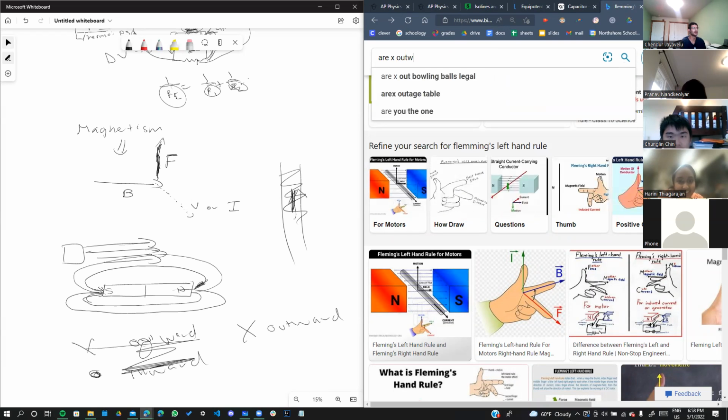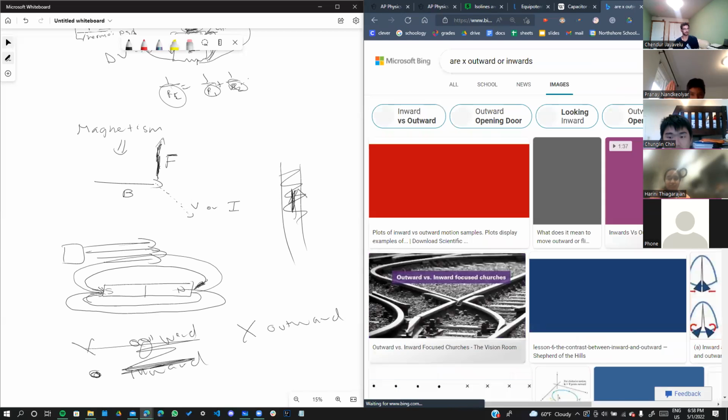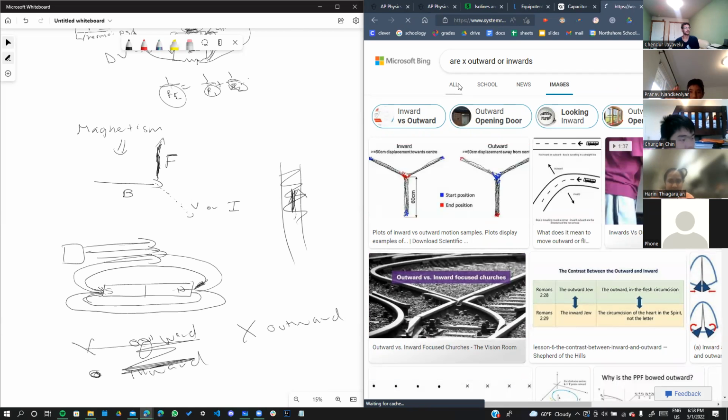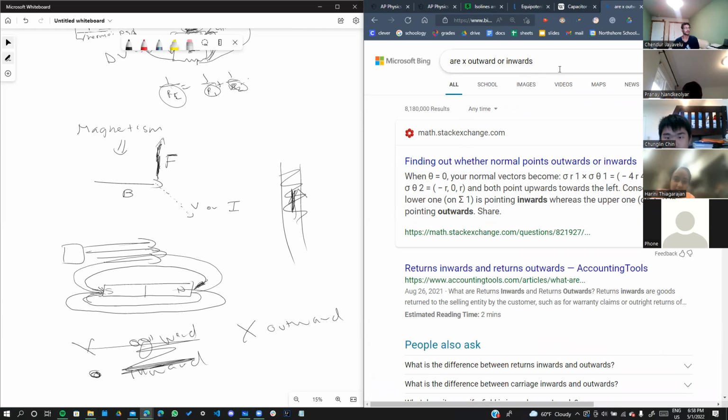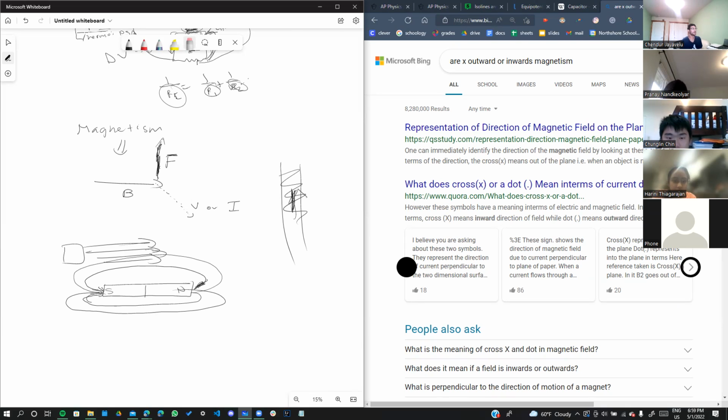Then there's a second right hand rule where the thumb is in the current direction, fingers are the magnetic field, and your palm is the force. I think you have to say magnetism. But wait, actually, is inward like X? Yeah, right. Okay, then we say X's are inward and dots are outward.